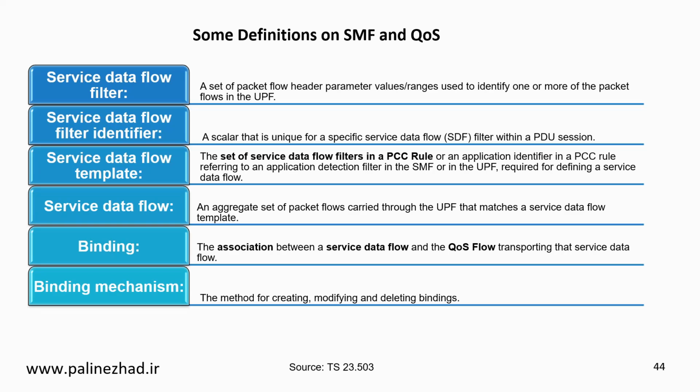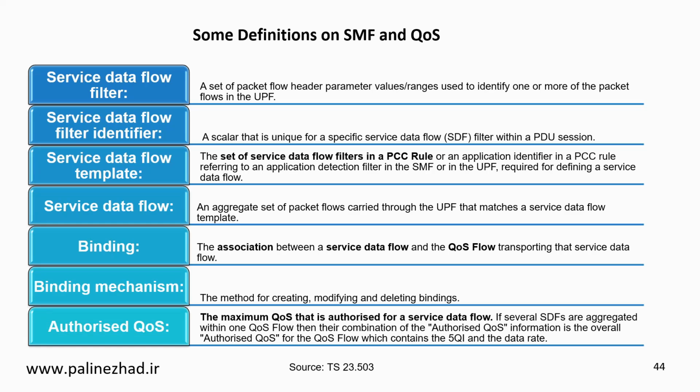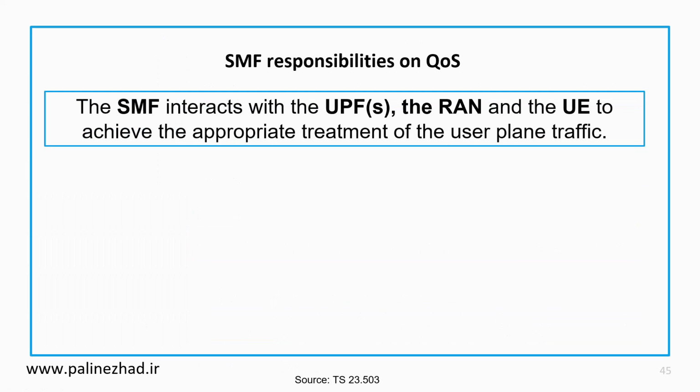The next one is authorized QoS. Authorized QoS is the maximum QoS that is authorized for a service data flow. And you can read the definitions again if they're vague or unclear for you. In the next slides we will see them in use, and then these terms will be clear for you. Next, go to the next slide.